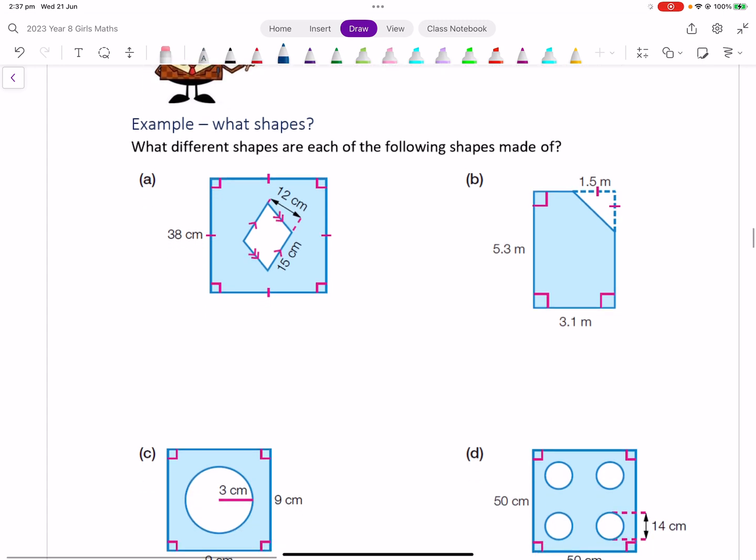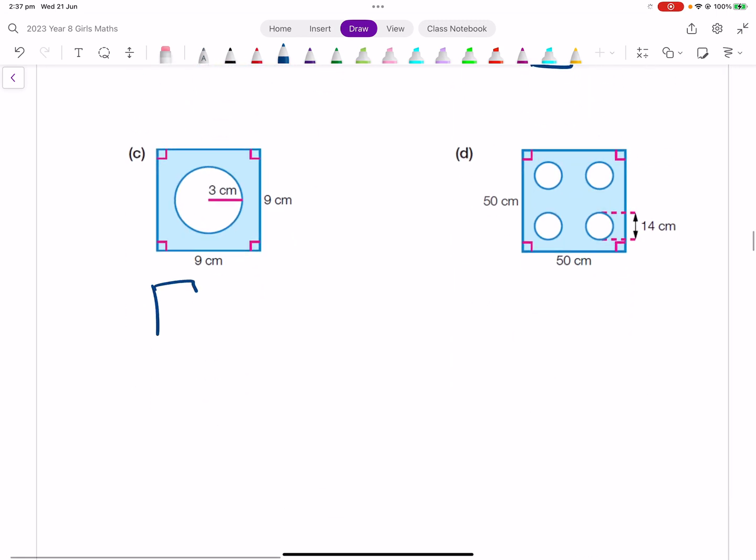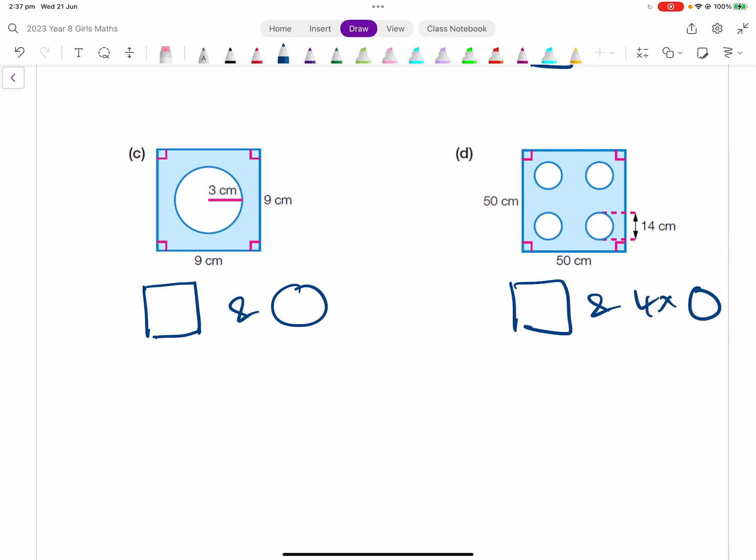Here's a shape that's made up of a square and a parallelogram. Yeah? Parallelogram. This one is made up of a rectangle and a triangle. This one is made up of a square. That is an awful square. I'm going to draw that again. This guy's made up of a square and a circle. This one's made up of a square and 4 circles.